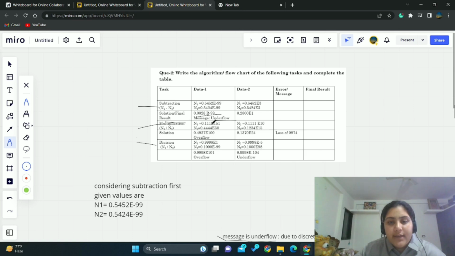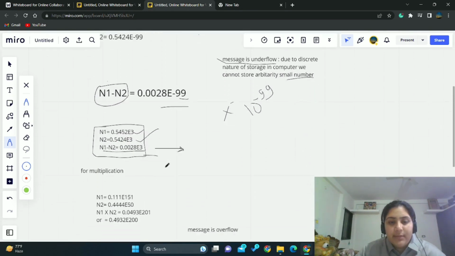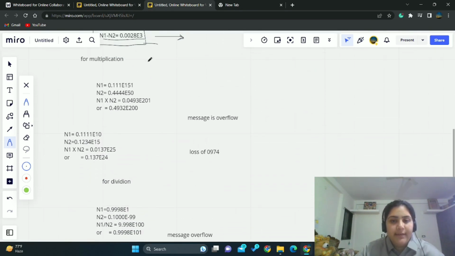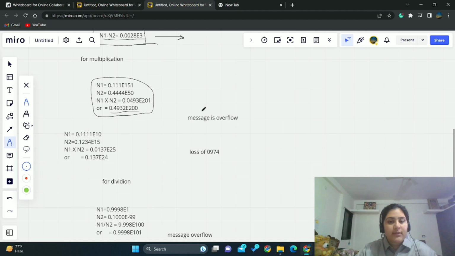Coming back to the multiplication, we have two operations on multiplications also, first and second. For the first multiplication, the answer would be 0.4932 e 200, and this will be 10 raised to the power 200, which is a huge value, and we cannot store this value in a computer, so the message will be overflow.